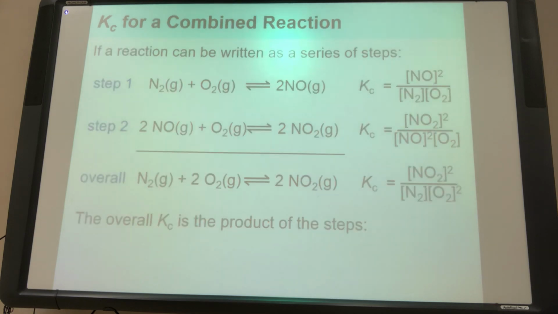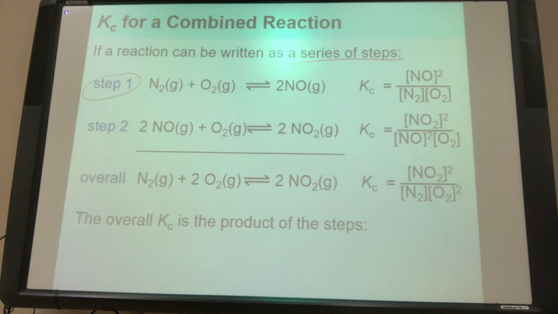All right, last thing. What if I wanted to combine my KC? Just like we did with Hess's law, where we took reactions and we added them together, what if I wanted to combine my KCs? So if a reaction could be written as a bunch of steps. So here's my first step, here's the KC, NO squared over N2 to the first, O2 to the first. Here's another one, NO2 squared over NO squared O2. And then I want to get to this guy, NO2 squared over N2 and then O2 squared.